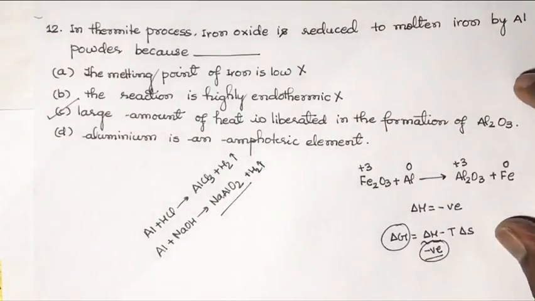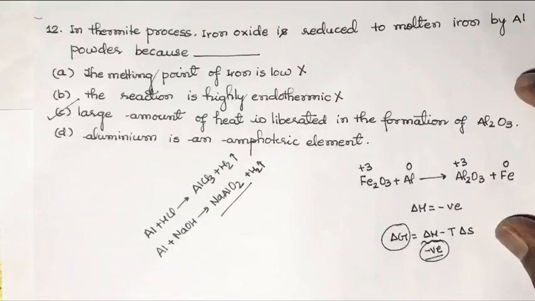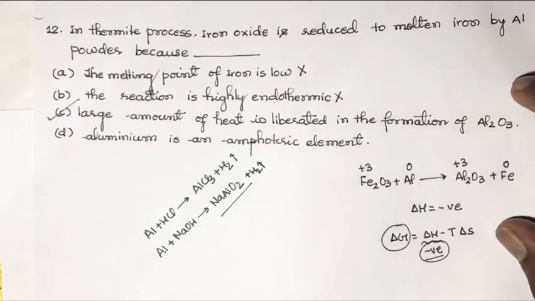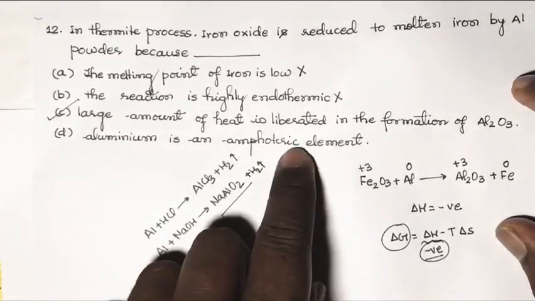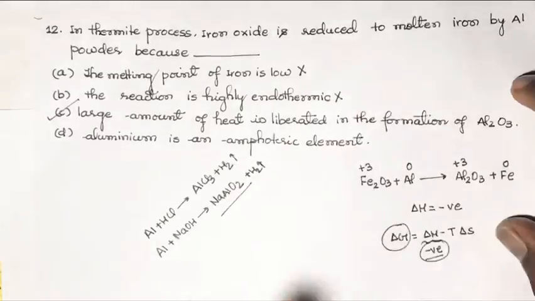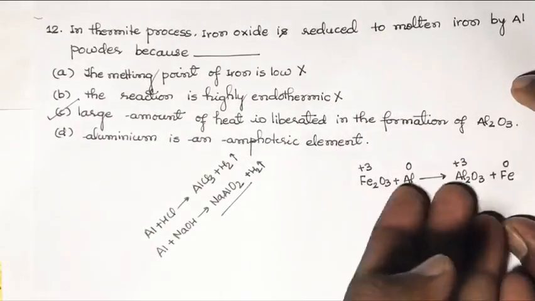So both the reactions take place with the aluminum. So aluminum acts as an acid as well as base. So this is an amphoteric element. Like zinc also, zinc is also an amphoteric element. So this is also correct, but this has nothing to do with this redox reaction.